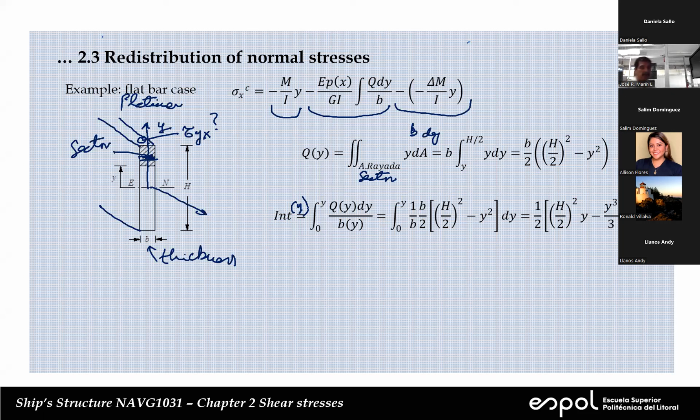Okay, so let's take a 5-minute break. When we continue, we will be trying to evaluate the other term, the delta M, and finally put the whole thing together and see what we obtain.